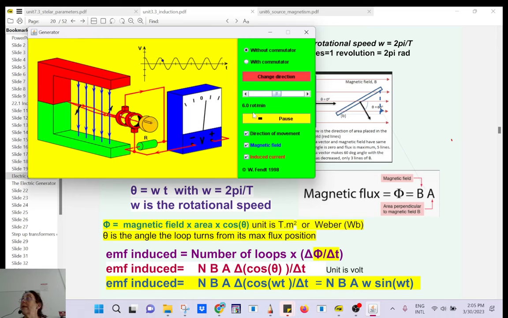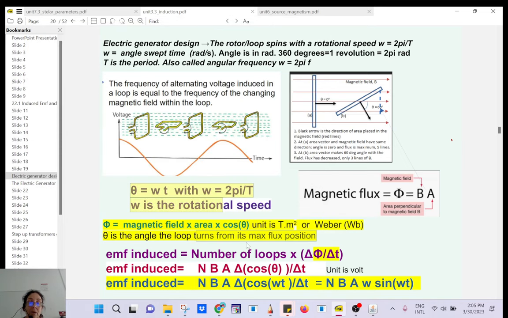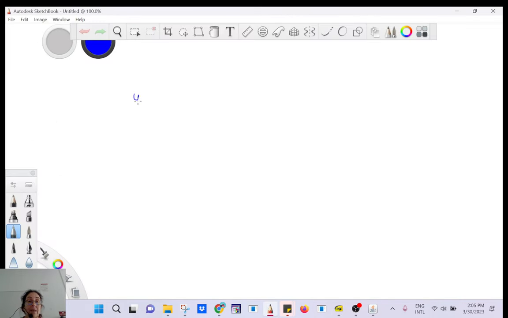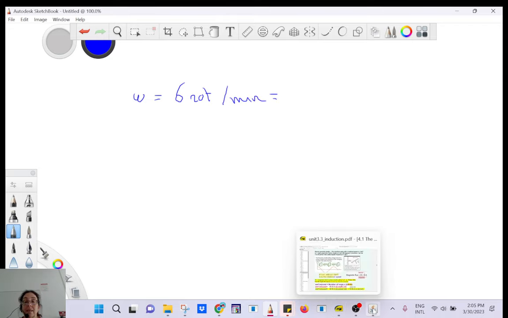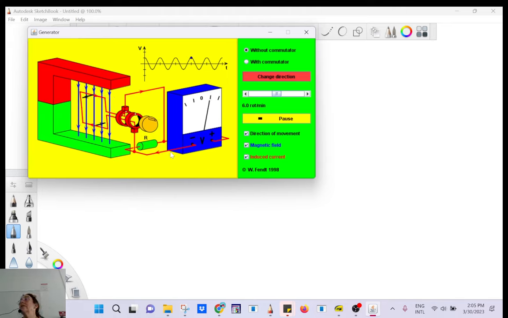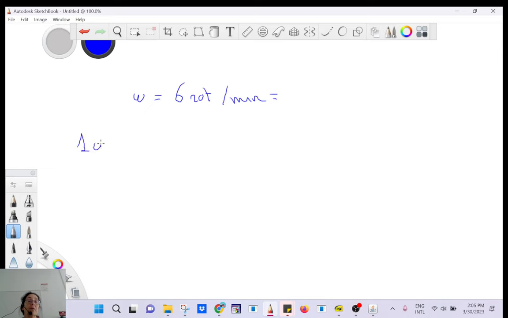If you want to convert that to rad per second, how are you going to do it? We have 6 rotations per minute. How are you going to convert that to rad? 1 rotation is how much rad? 2 pi. Very good. 1 cycle, going around once, is the same thing as 2 pi, the same as 360 degrees, the same as 1 revolution, the same as 1 rotation.